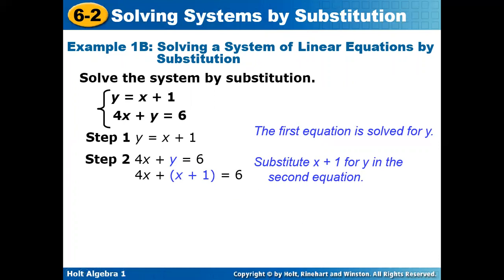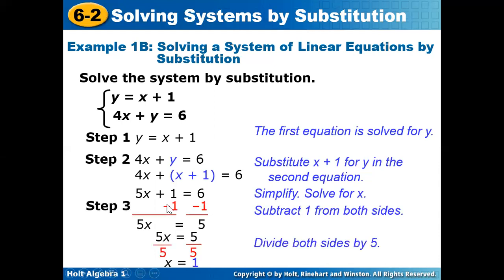Now we're just solving, so we're going to collect our terms, right? 4x plus x is 5x plus 1 equals 6, right? And now it's just a two-step equation, which we know how to do. Subtract 1 from both sides. 5x is equal to 5. Got to get the x by itself, so we're going to divide by 5. And then x is equal to 1. Now we know our x value.